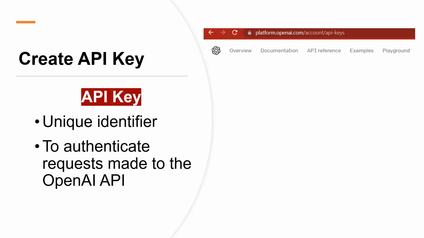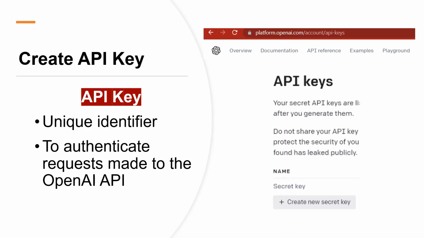To create the API key, you need to open the link given in the description below, platform.openai.com account API keys. Click create new secret key and this generates a new key. Remember to copy the new API key that was generated, and there you have it. You now have your very own API key that will serve as your ticket to unlock the potential of the OpenAI API.